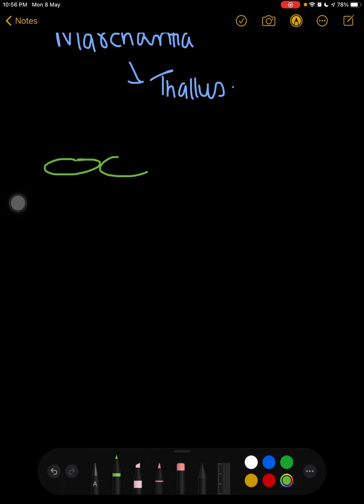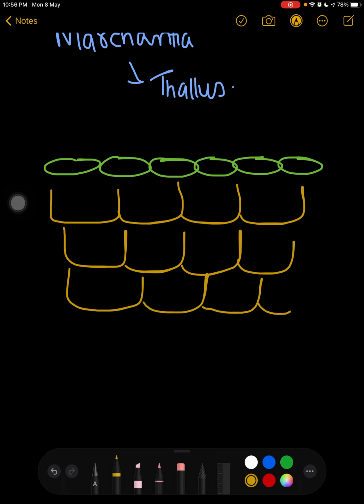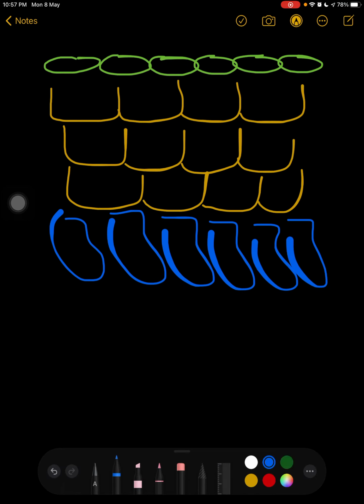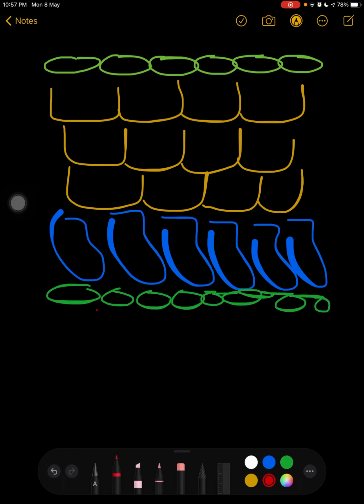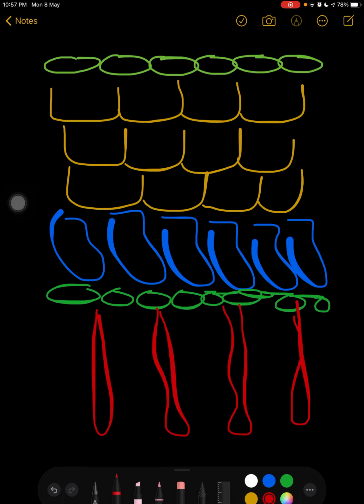Okay, let's discuss the structure of Marchantia. First, here we have the upper epidermis, right? After that we have the thallus-like structure, and after that we have some parenchyma cells, and after that we have the lower epidermis, and then we have these extensions, these filamentous structures known as rhizoids.